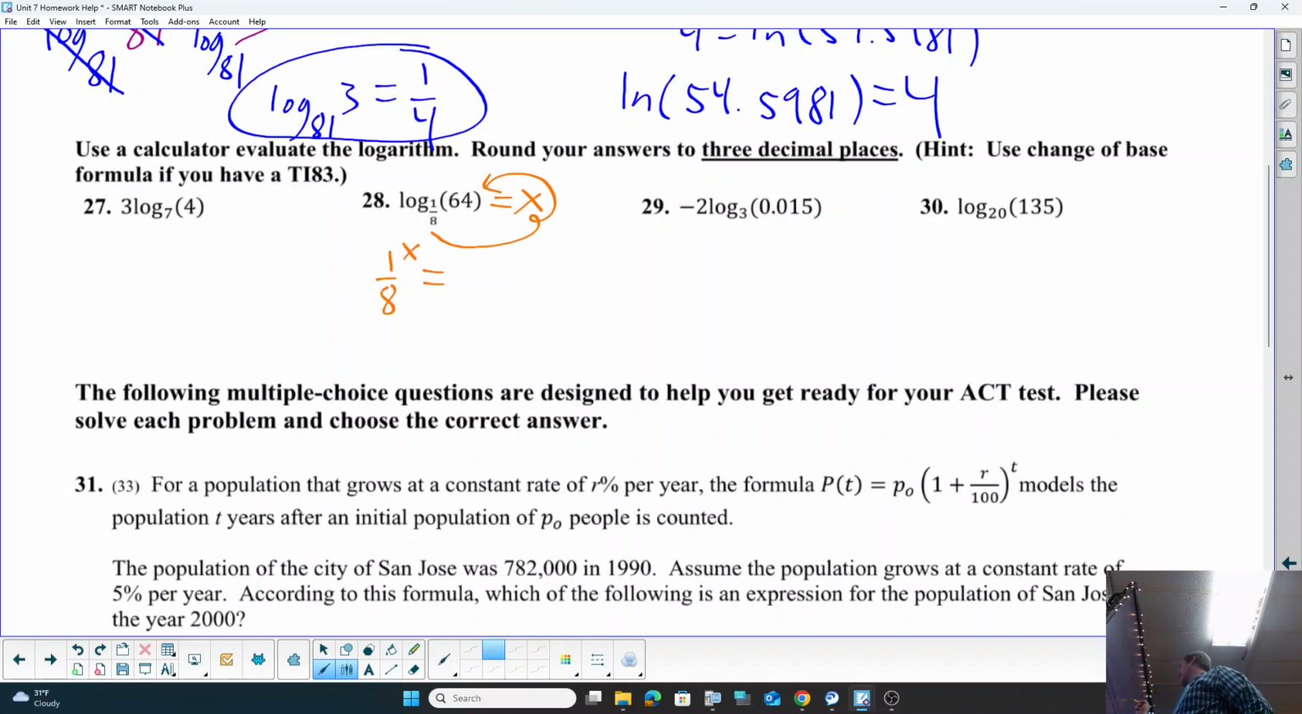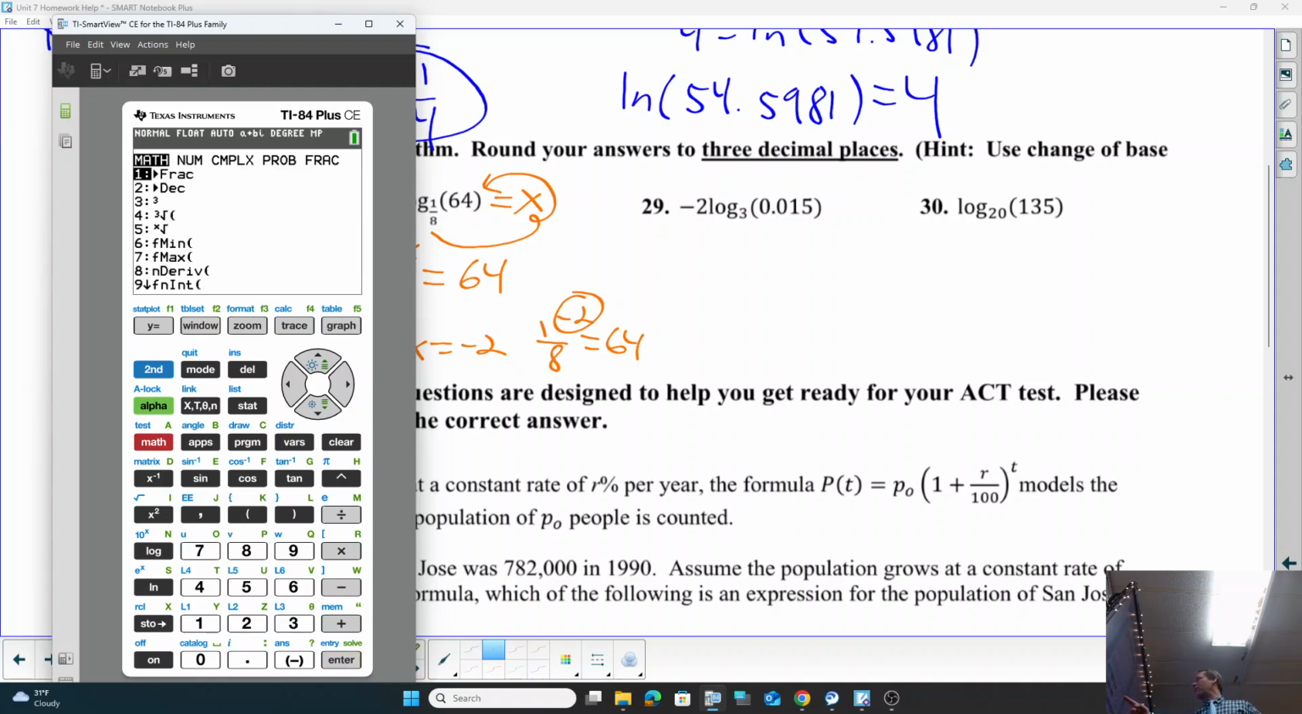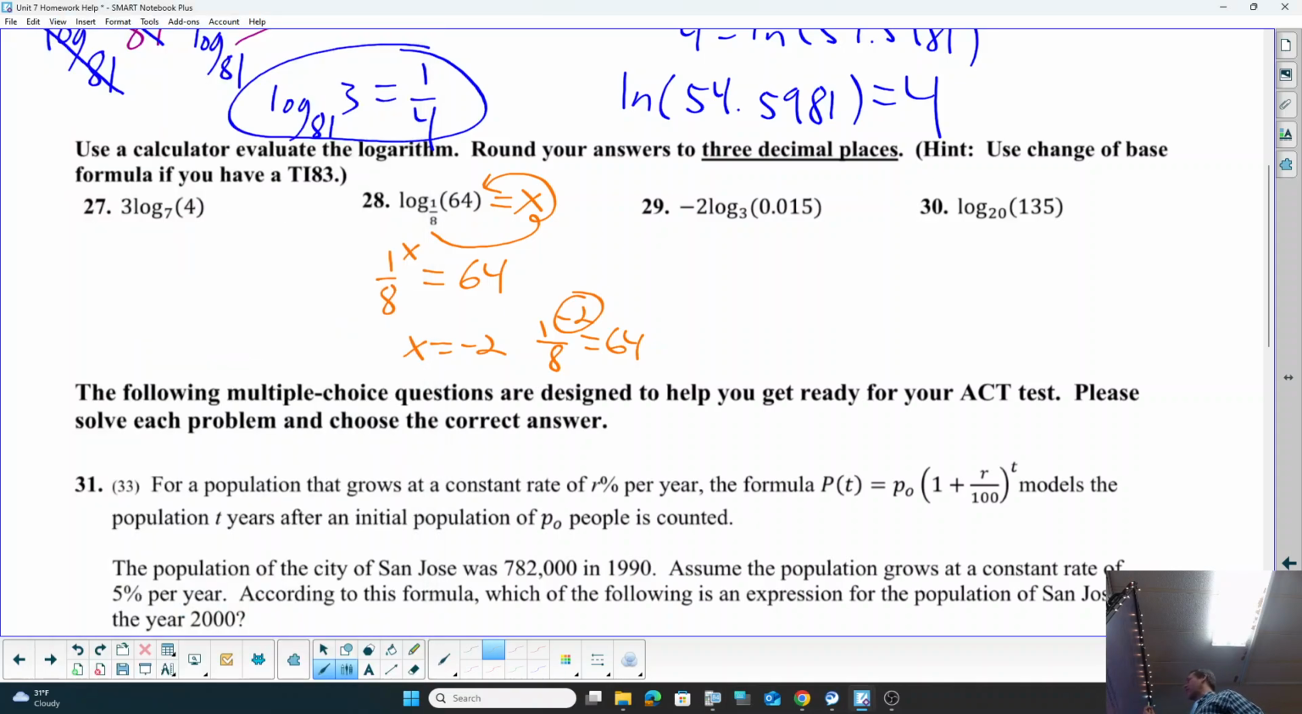And you could guess and check. Well, I know 8 squared is 64. So x is probably -2 is what I'm going to guess. Does 1/8 to the -2 equal 64, because you flip and change it? I think so. Another way is to plug it into your calculator. So you go math button, you go down to option A, log base 1/8 of 64. What's the missing exponent? Look, it found it for you. It's -2. And then the last way, so that's just plugging it straight into your calculator and getting -2.